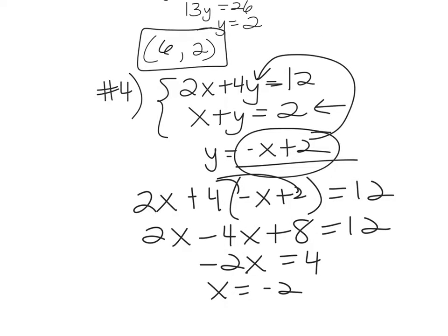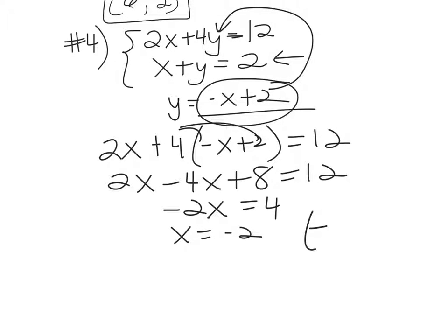Now don't stop there. Okay? These problems do take some time. Because once you get that, then you have to go back and find out what y is. You can plug it anywhere you want, but make it easier on yourself. Plug it into where y is equal. And it says y is equal to negative x. So a negative 2 is positive 2, plus 2 gives me 4.